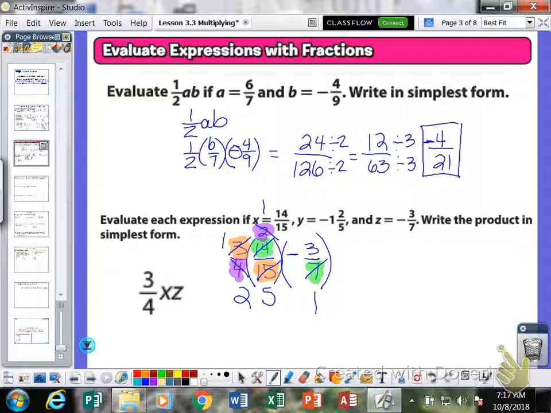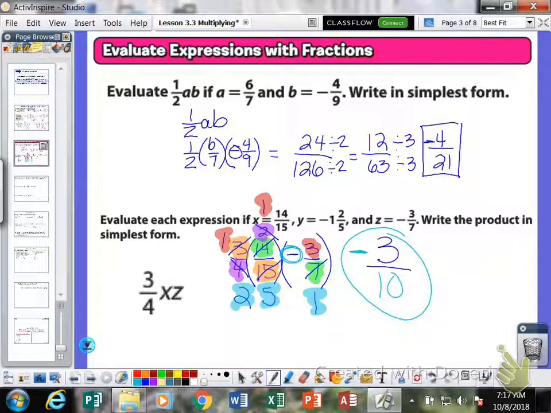And now 1, 1, 3 are left in the numerator. So if I look at the numerator here, 1, 1, 3, that's what's left in the numerator. That's 3. And then in the denominator, I have 2, 5, and 1. So 2 times 5 is 10, times 1 is 10. And then I have to look at this, so it's -3/10.